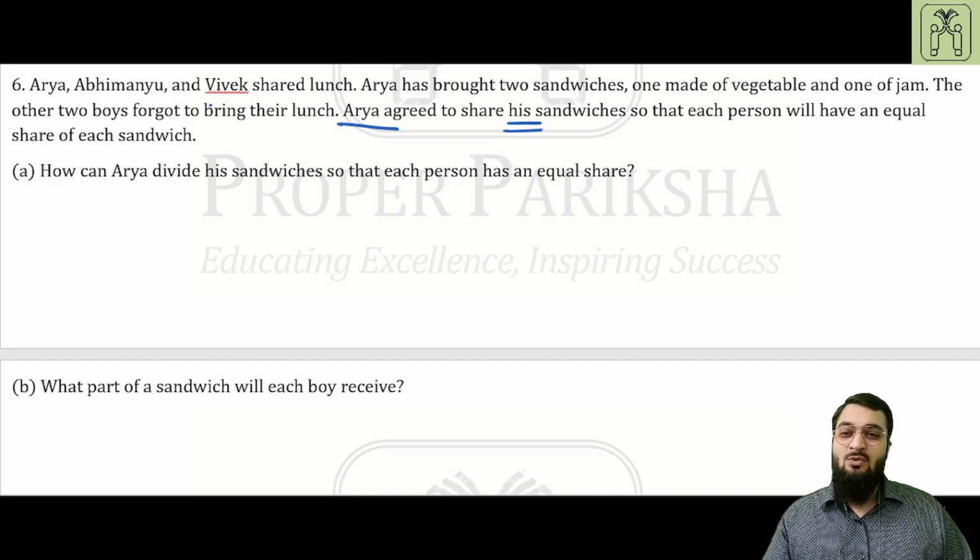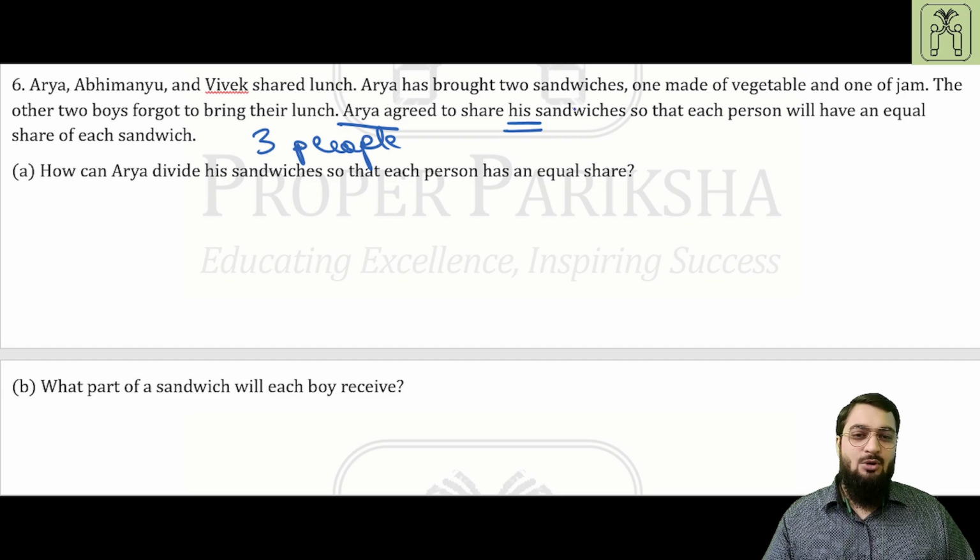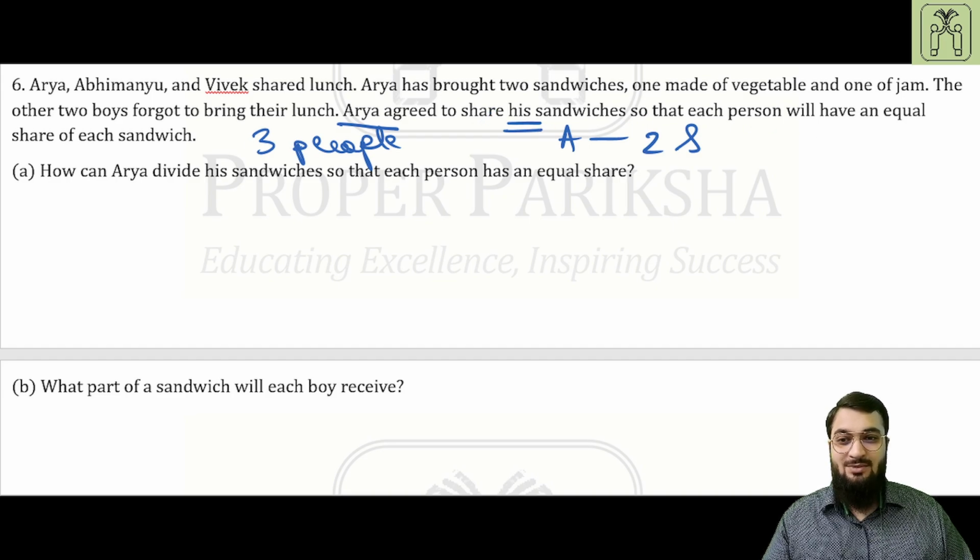So Arya, Abhimanyu, Vivek are 3 people, and they used to share their lunch. Arya brought 2 sandwiches, one made of vegetable and one of jam. So you can say that Arya has 2 sandwiches. And the other 2 boys forgot to bring their lunch. Arya agreed to share his sandwich so that each person will have an equal share of each sandwich. How can Arya divide his sandwich so that each person has an equal share?